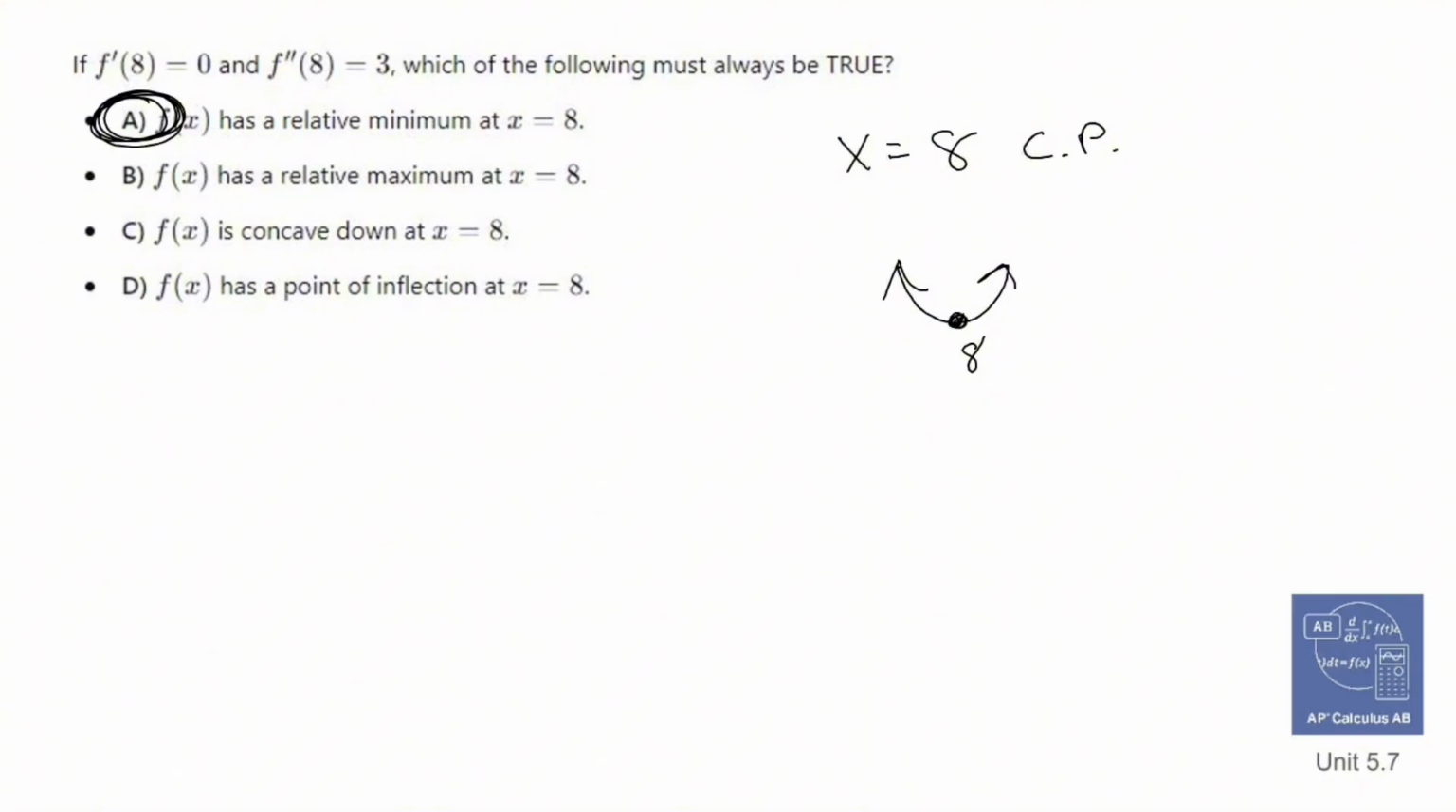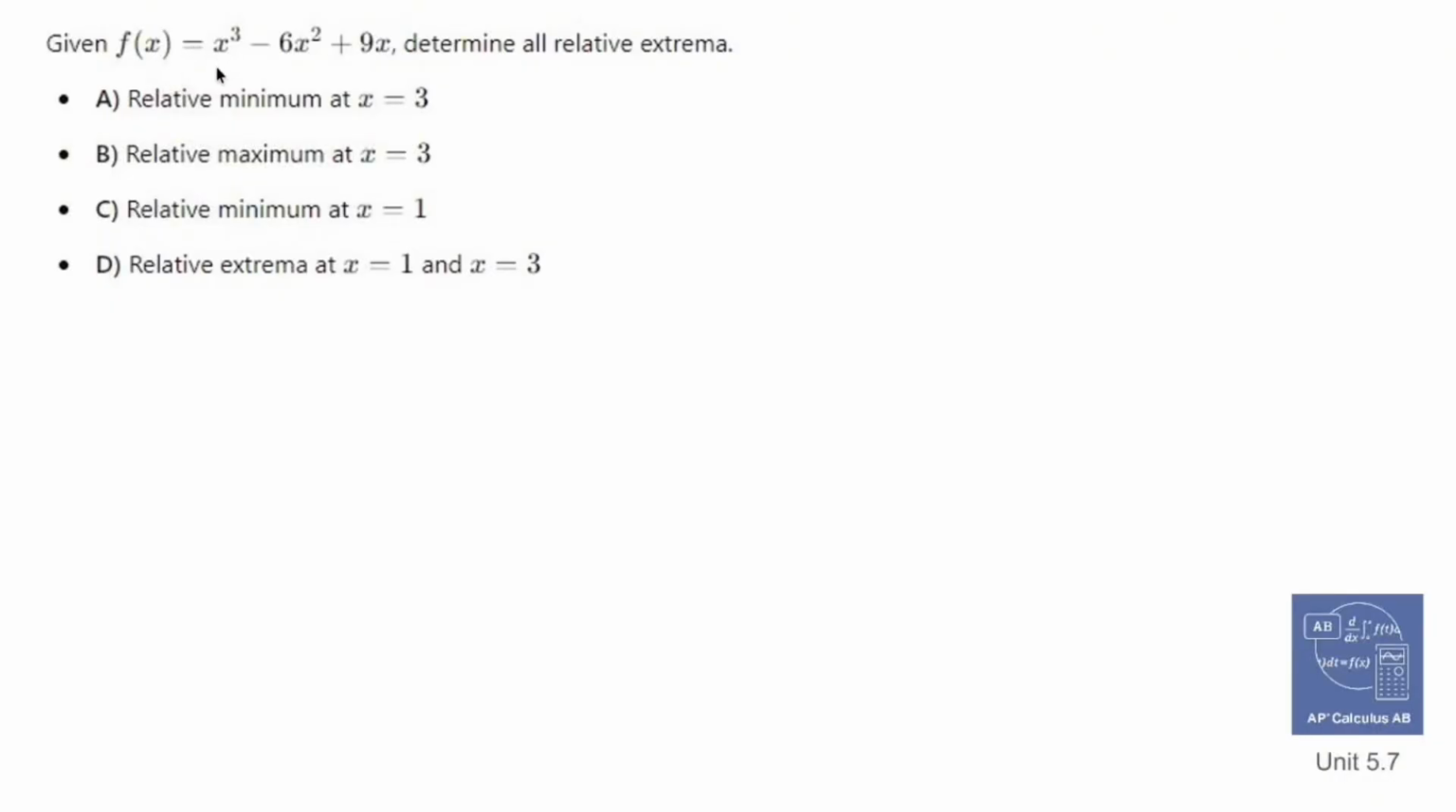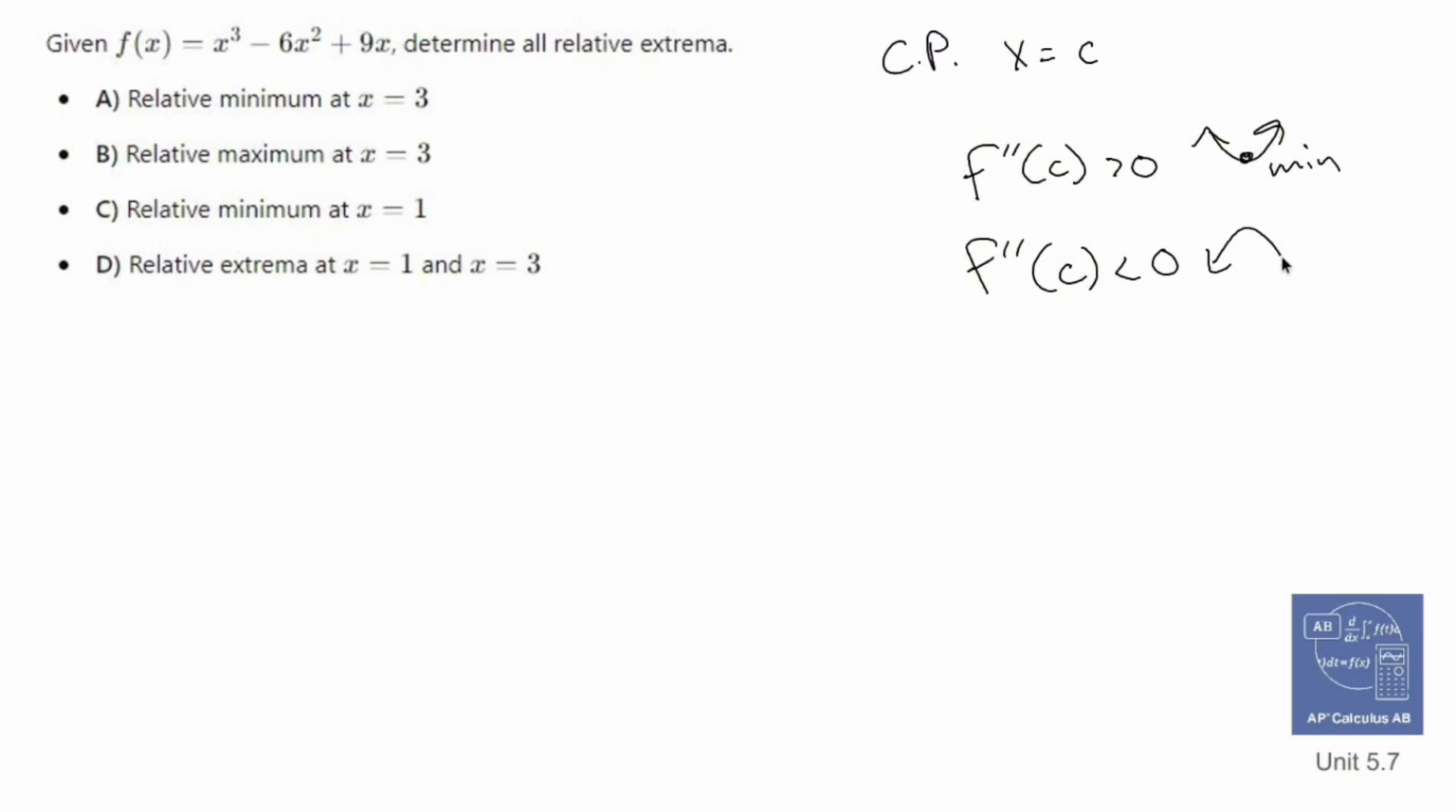Quick and painless. Given f of x equals x to the 3rd minus 6x squared plus 9x, determine all relative extrema. Well, this section uses the second derivative test. So what I want to do is find all critical points, and we'll call them C. For any critical point C, if f double prime of C is positive, that means it's concave up and I have myself a relative minimum. If f double prime is negative, that means I'm concave down and I have myself a relative maximum.